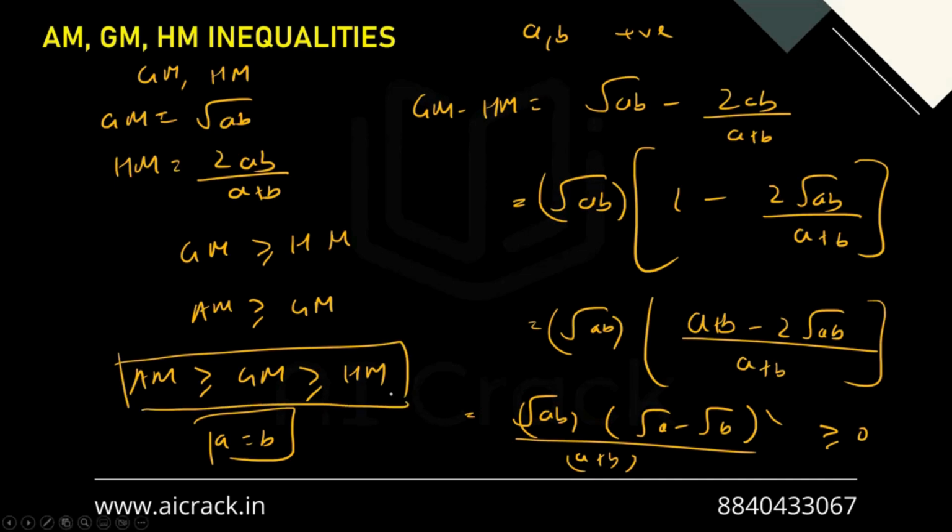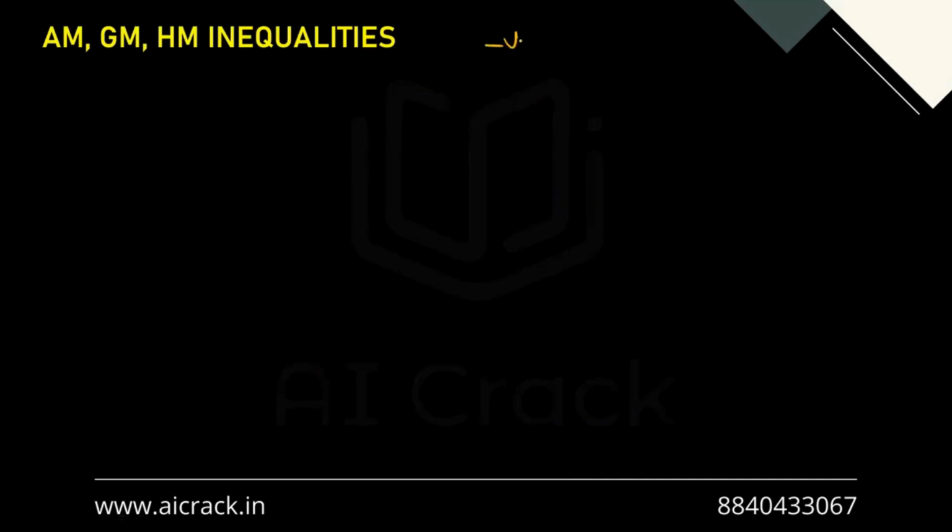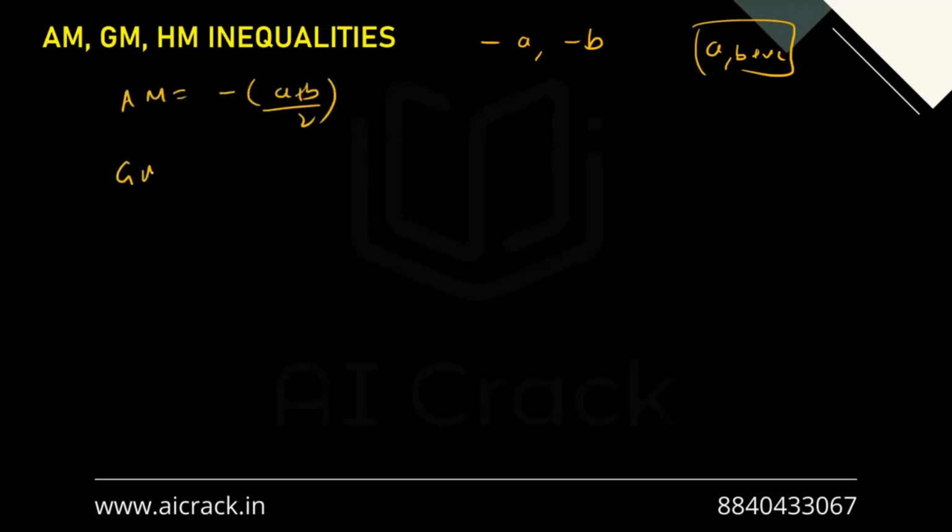Okay, now if we talk about the negative numbers, so let's take a similar case. Let's take minus a and minus b. Okay, a and b are positive, but we have taken minus a and minus b as numbers, so both have become negative numbers, right? So AM would be minus (a plus b) by 2, right? GM would be minus root ab. We talked about the same thing, right? For negative numbers, GM is always negative root ab, right?